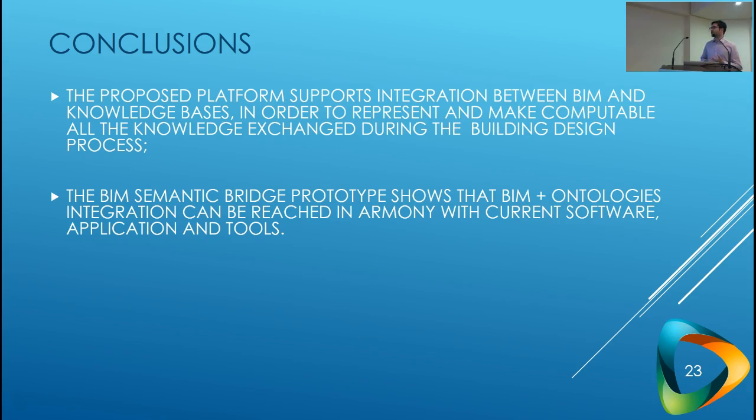And just talking about the prototype, it was developed by using almost all the software and applications that are already on the market. That does not mean that we are looking for completely different tools, but we can work in harmony with what already exists.